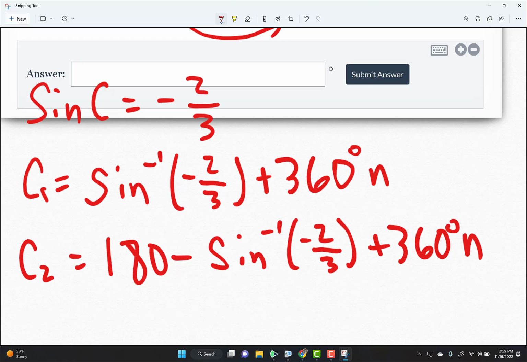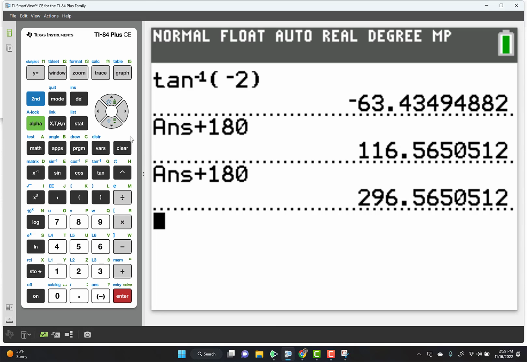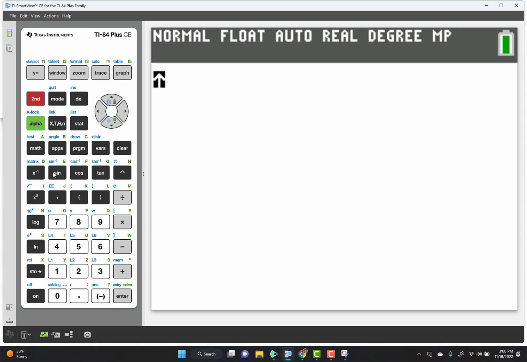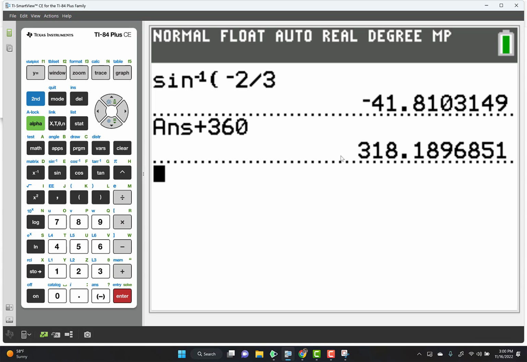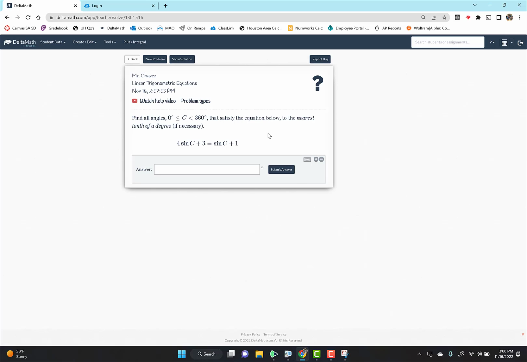So check it out. I'm going to type it into the calculator. Here's my calculator. I'm going to go second arc sine with a negative 2/3. Negative 2/3. Enter. This is one answer. They don't want the negative one, so I'm going to put plus 360. So plus 360. So one answer is 318.2 because I think it said nearest tenth. So tenth of a degree. Yep. So I'm going to put a plus symbol. 318.2 degrees. All right. What's the next answer?